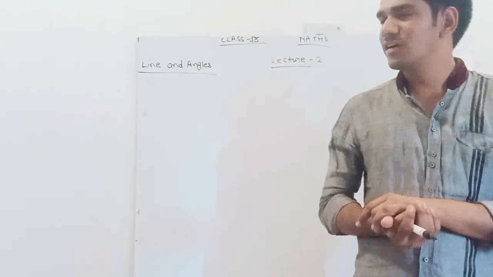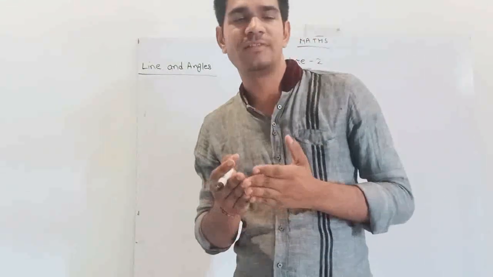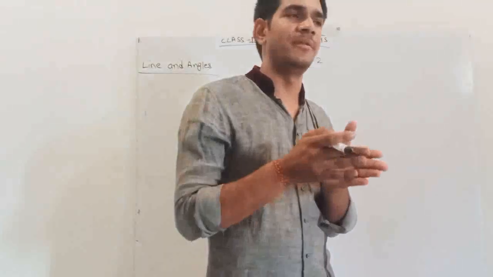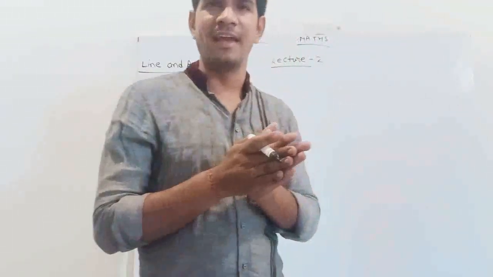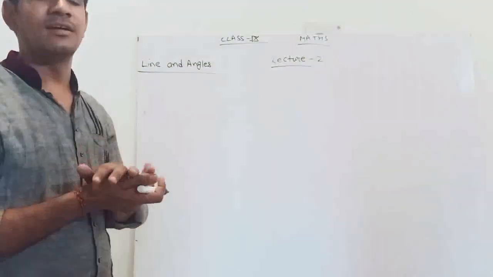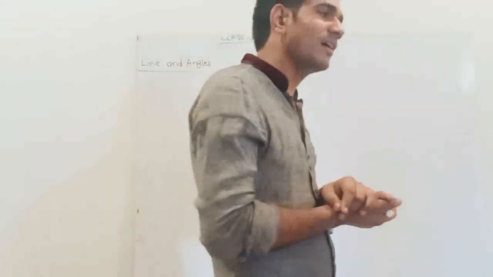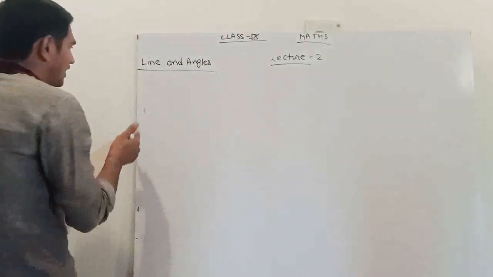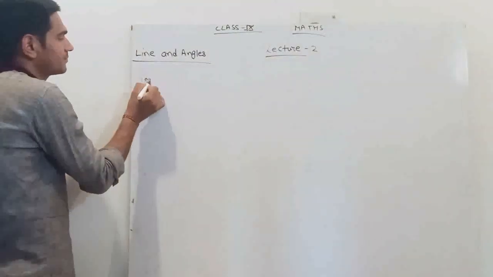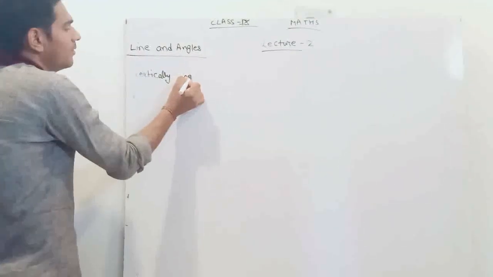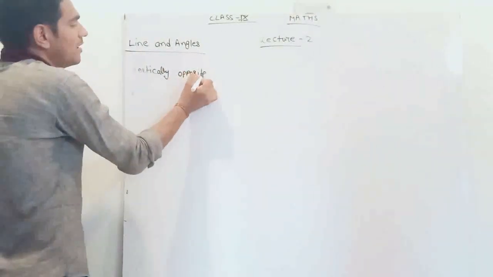In the previous lecture, we discussed the basic concept of angles, and questions based on supplementary and complementary angles. In today's lecture, we will discuss more angles: vertically opposite angles, corresponding angles, and co-interior angles. So first, we discuss vertically opposite angles.